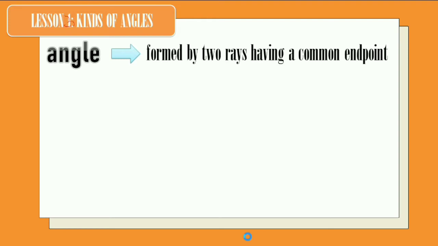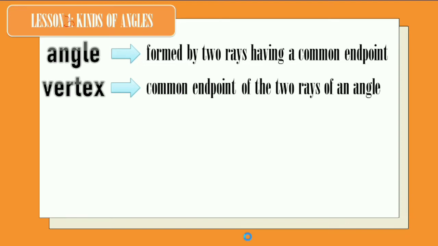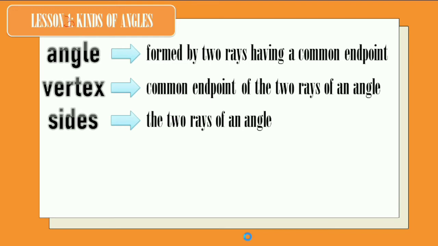Now, let's begin with kinds of angles. Lesson 3. Angle. What is an angle? It is formed by two rays having a common endpoint. And that endpoint is called the vertex. And sides are the two rays of an angle.